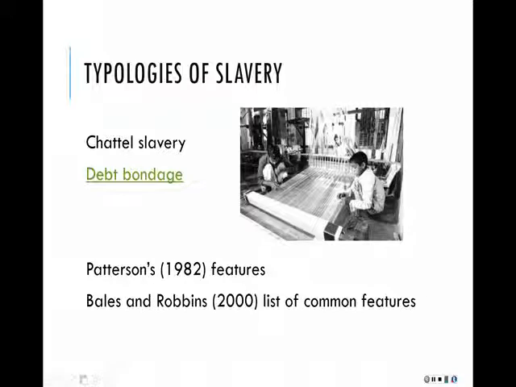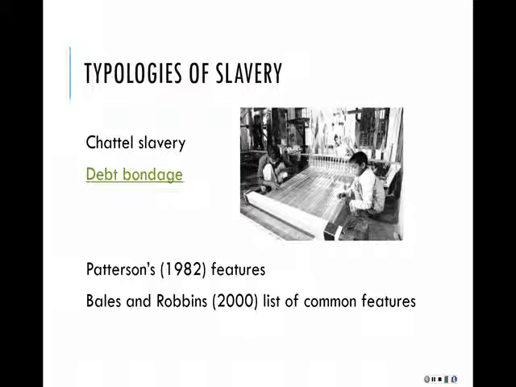A second study by Bales and Robbins in 2000 also has a list of common features. And again, some of these are very similar to Patterson, where he argues a slave is controlled by another person. So here we have that control element as a key component of slavery. Secondly, the owner appropriates the labor power of the slave. Here is the economic component, the idea that the owner appropriates, takes over whatever power the slave has in terms of their labor.